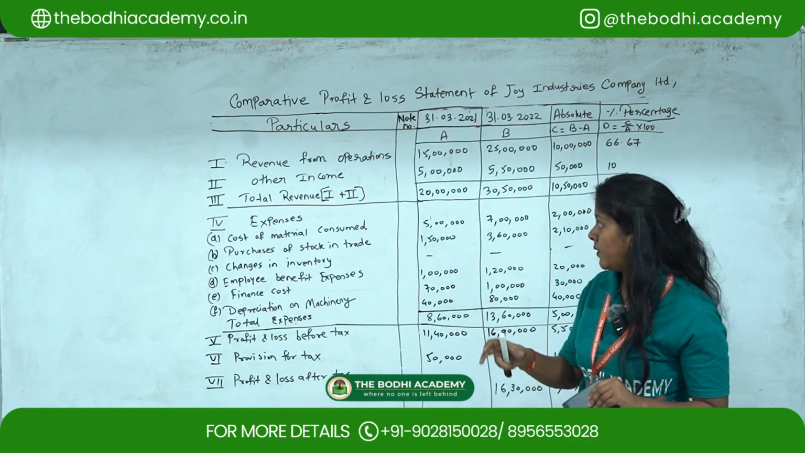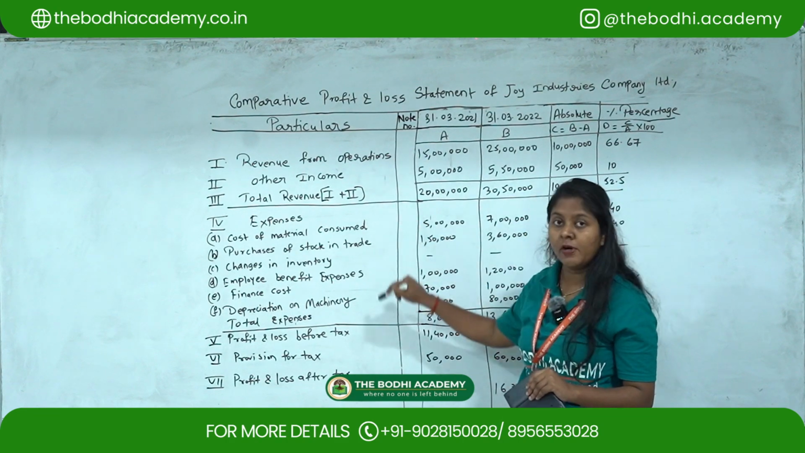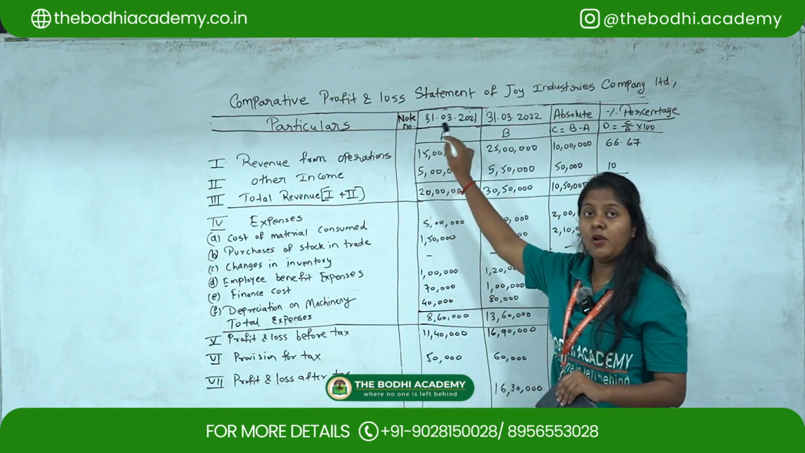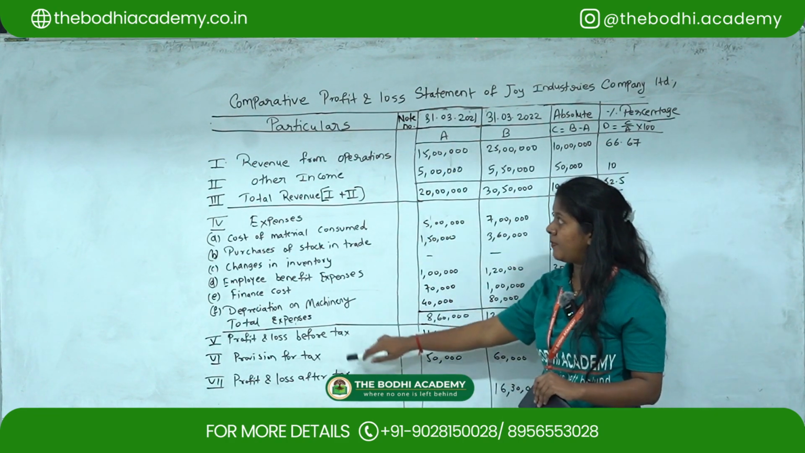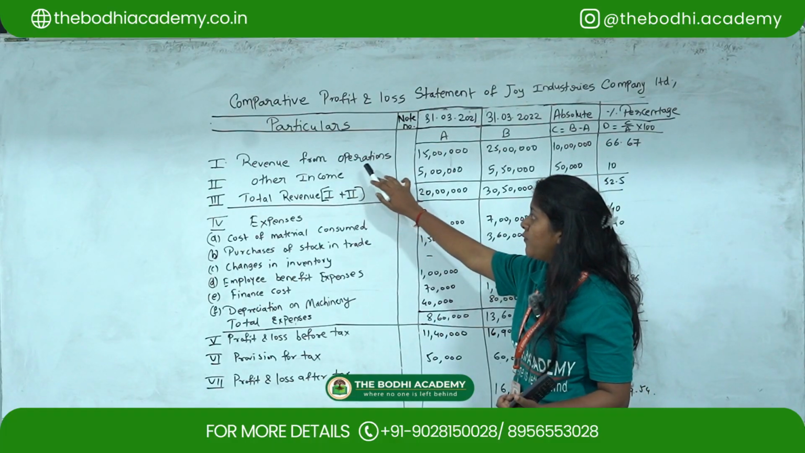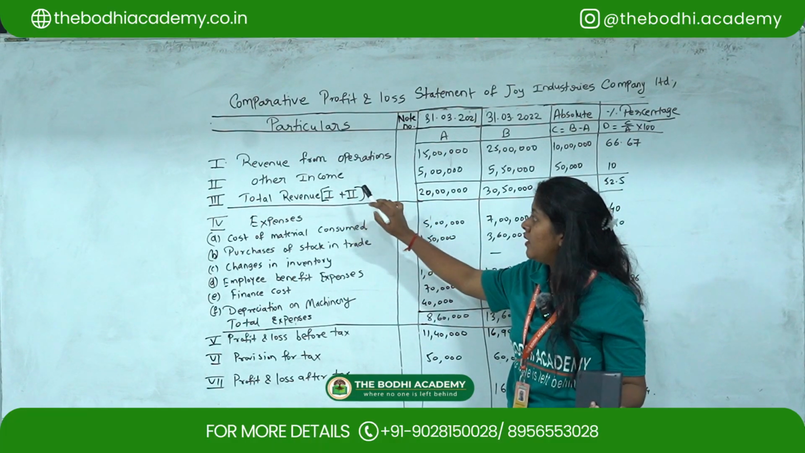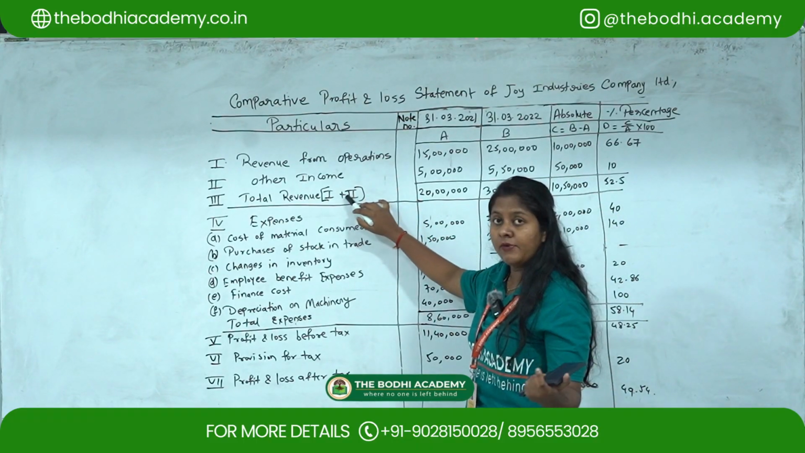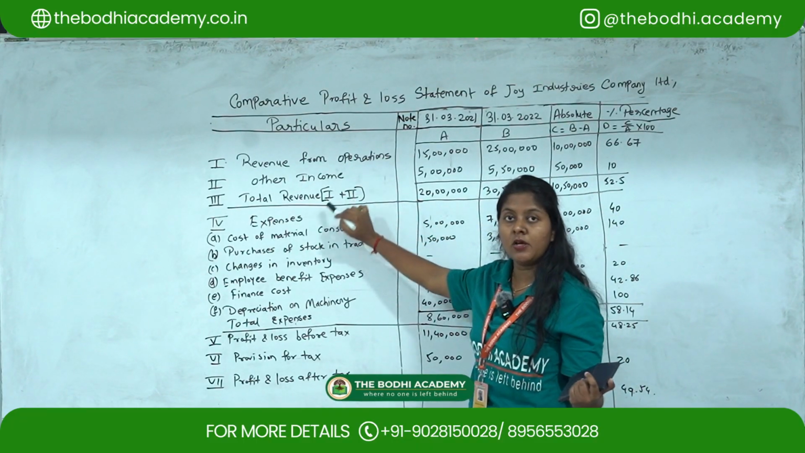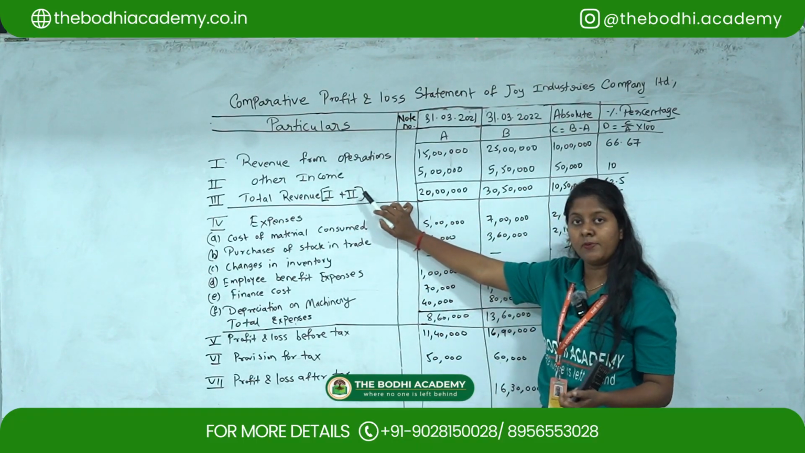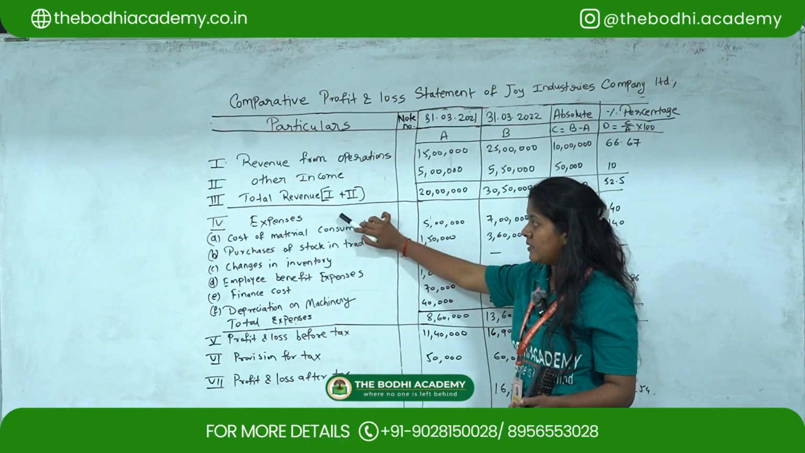So the first step is you have to write down the proper format of the profit and loss statement. Revenue from operations, then other income, third one is total revenue. Total revenue includes revenue from operations plus other income, so which is 1 plus 2. Then expenses, the fourth one.